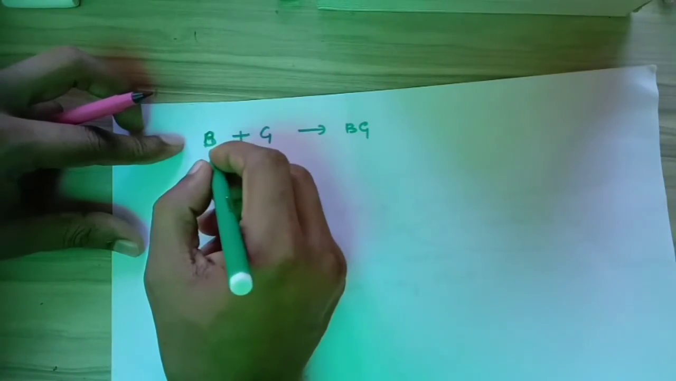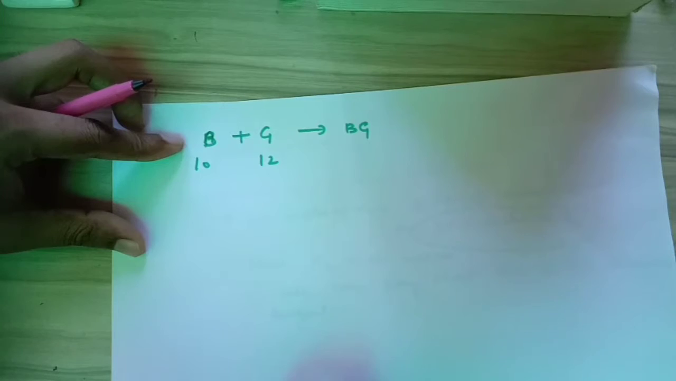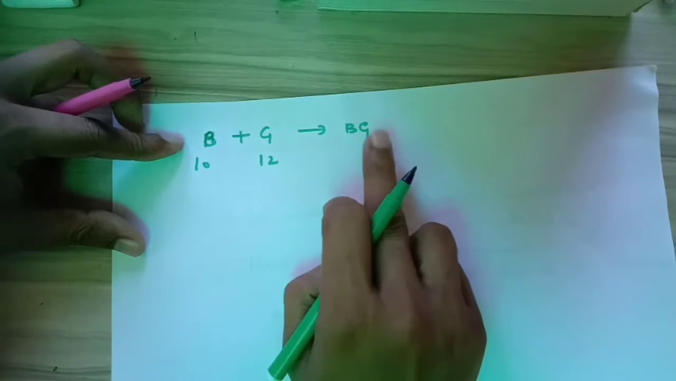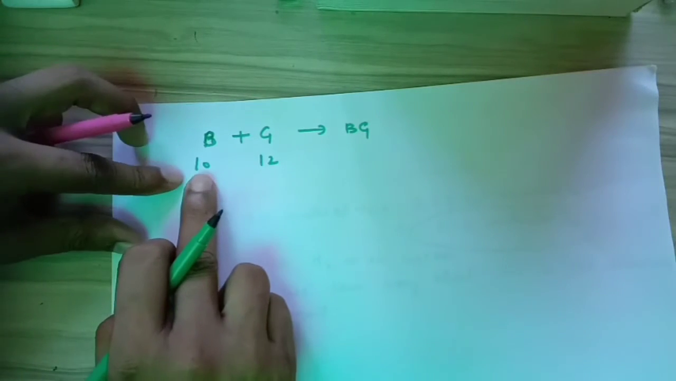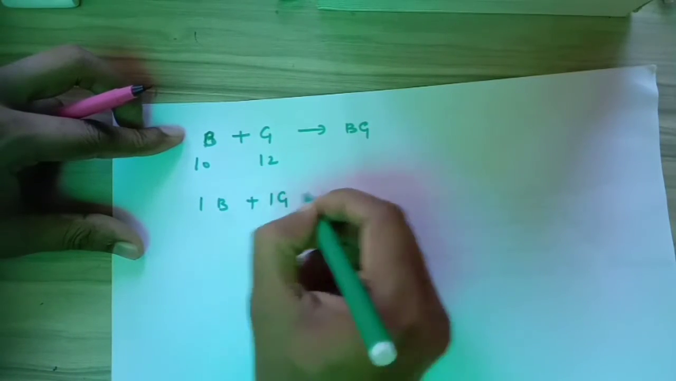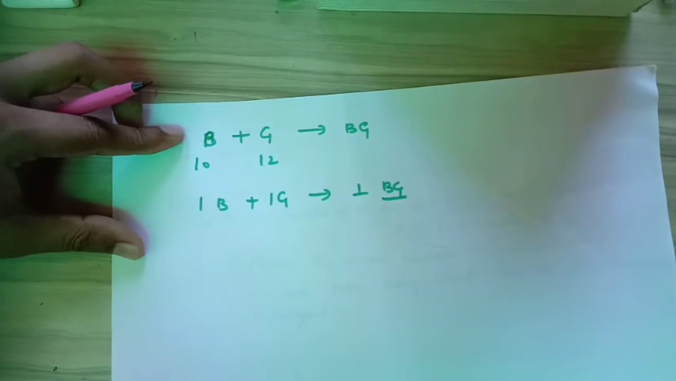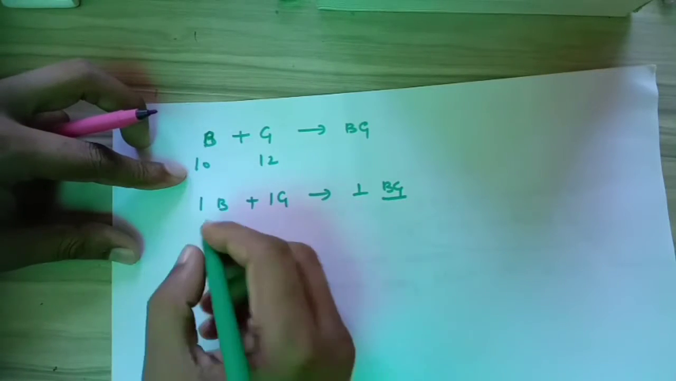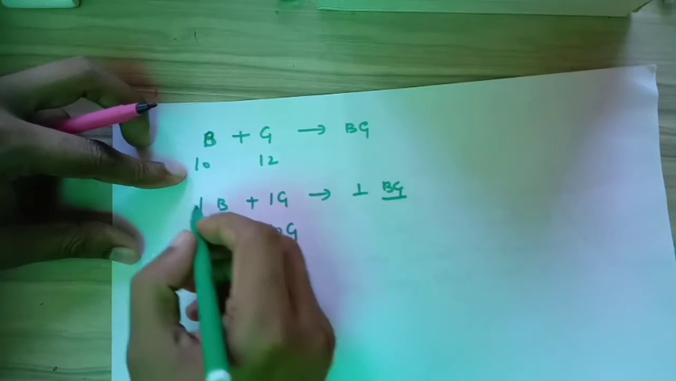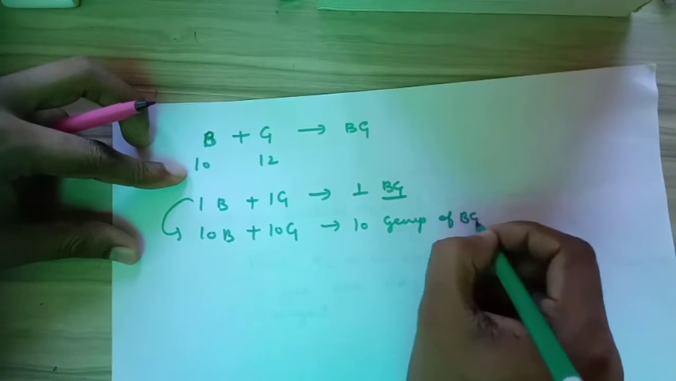So if we say that 10 boys are there and 12 girls are there, which part will be the limiting reagent, or which will decide how many groups will be formed? Now we see that there are 10 boys. So from the given equation, let's interpret it that one boy and one girl will give us one BG, that is one group. So 10 boys will make pairs with 10 girls in this case, and 10 groups of boys and girls will be formed.